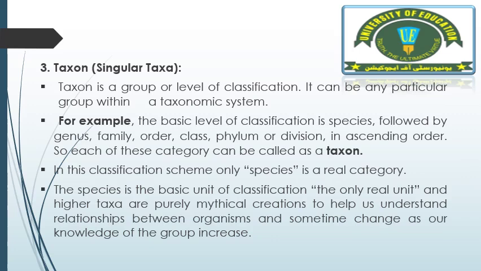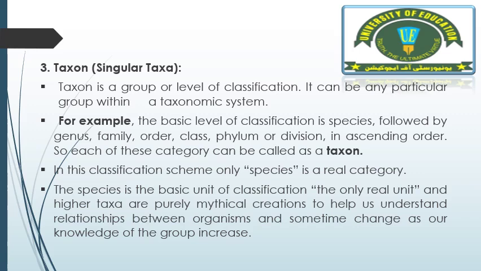Now number 3 is taxon. What is taxon? Taxon is a group or level of classification. It can be any particular group within a taxonomic system. As we have studied in the previous lectures about taxonomic categories or the hierarchical system of classification, we have different categories through which we can categorize the organisms. Those categories are kingdom, phylum, class, order, family, genus, and species. These all are taxons. One category, one group or level of classification is called a taxon.